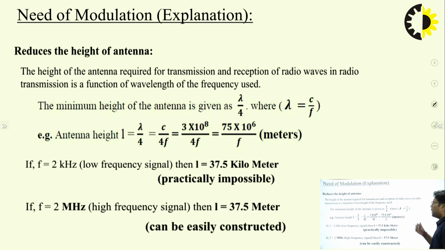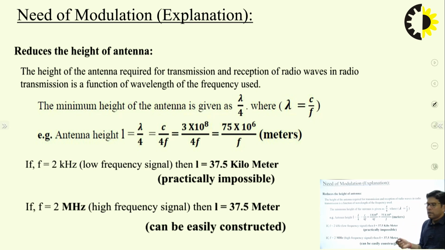Reduces the height of the antenna. As we know, the height of the antenna is always defined in terms of the wavelength, right? Because wavelength is related to the frequency, and an antenna always works at a particular resonating frequency, because the antenna has its own resonating frequency. With the help of the resonating frequency, we are able to find the operating wavelength as well. So we always define the antenna height in terms of wavelength, right?